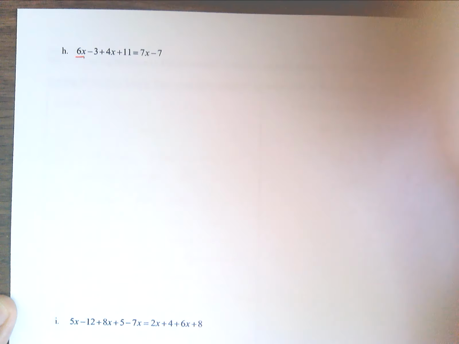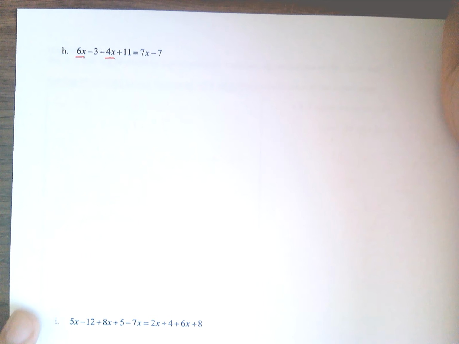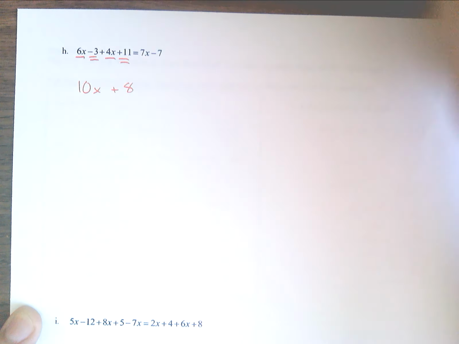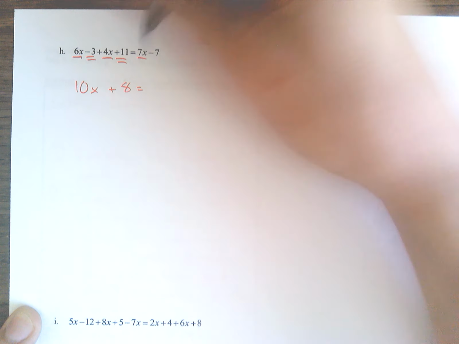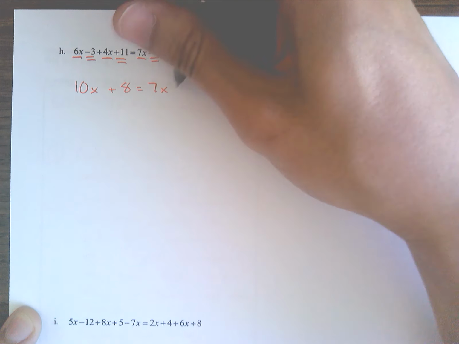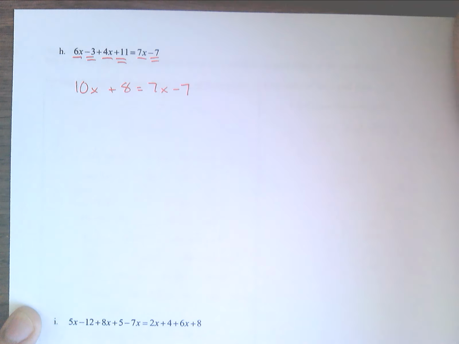A couple more examples. This first one here, step 1 is to combine like terms. So I see a 6x, I see a 4x. So those combine, you get 10x. And then I also see a negative 3 and a positive 11. So negative 3 plus 11, you can plug that into your calculator. You get positive 8. On the right-hand side, there's nothing to combine here. We've just got 7x and negative 7, nothing to combine, so that just gets brought down. 7x minus 7.